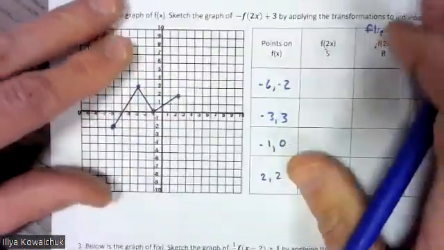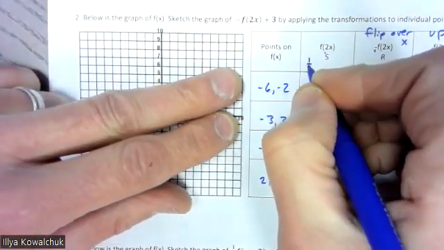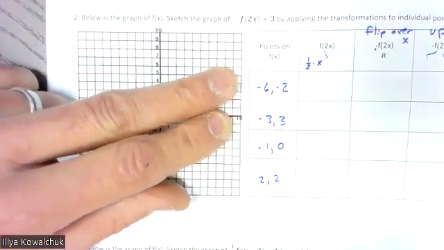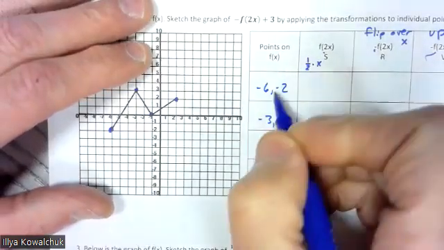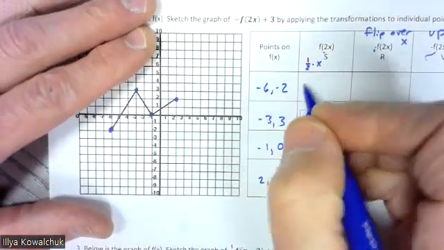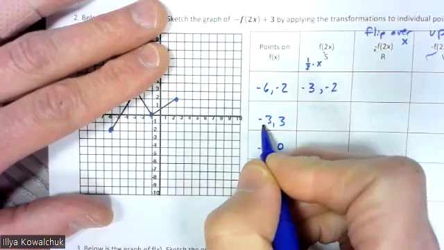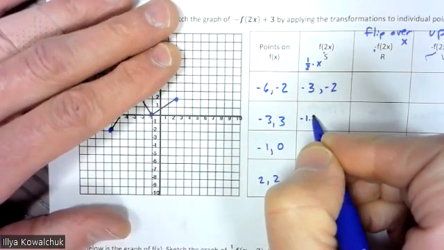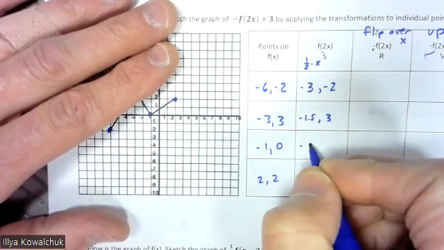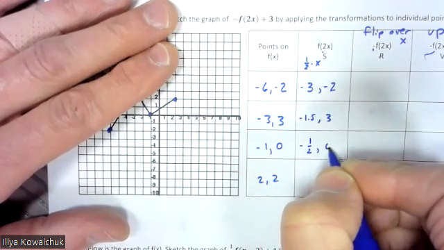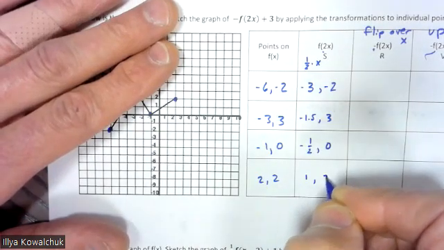Okay. So this one here, since it's 2, we take it and we do 1/2 times whatever our x value is. So how does that show up? Well, 1/2 of -6 is just -3, and our y value stays the same. 1/2 of -3 is -1.5, comma 3. That y value stays the same. 1/2 of -1 is -1/2, and the y value stays the same. And 1/2 of 2 is 1, comma 2.